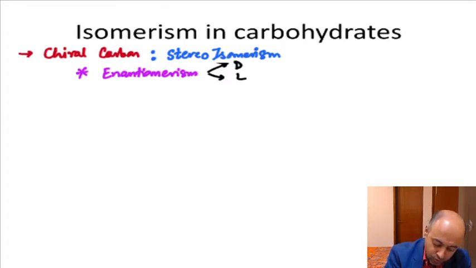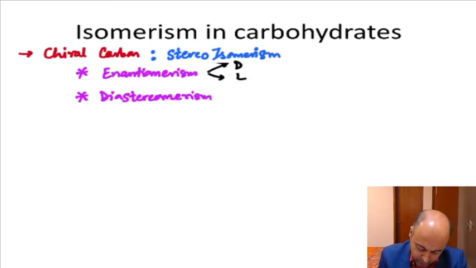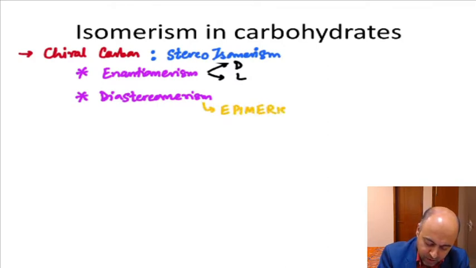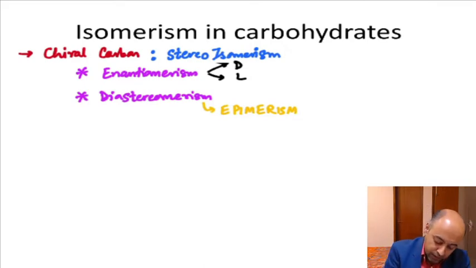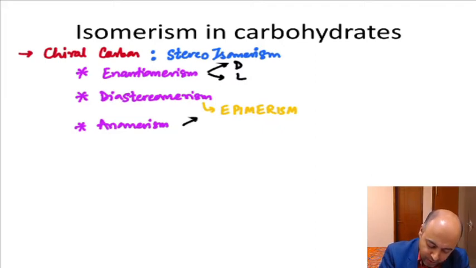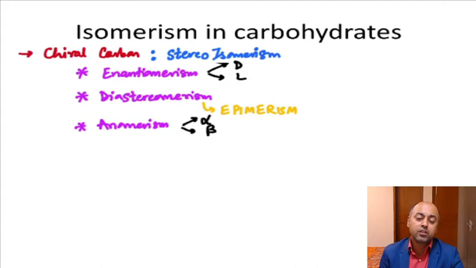Number two, diastereomerism. In diastereomerism, a very important subtype is epimerism. We'll come to this shortly. Let me first complete. And third is anomerism, where we have the alpha and the beta forms.